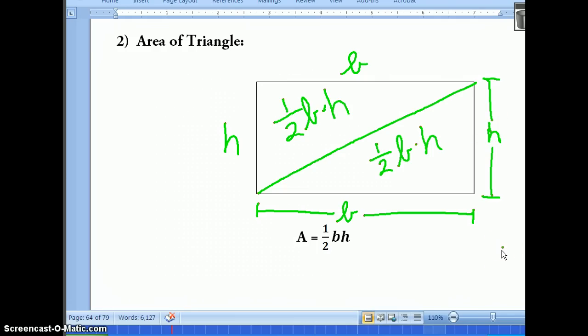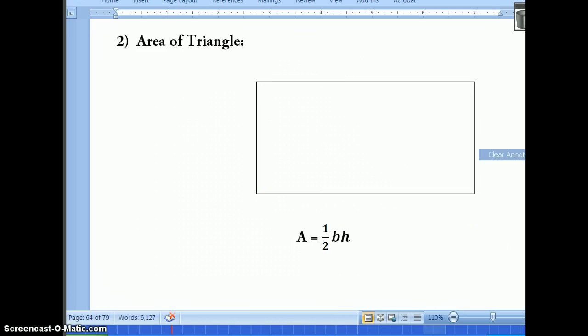Now I know there's people out there looking at this and saying, well, wait a minute, what happens when it's not a right triangle? What happens if our triangle is shaped like this? Maybe it's an obtuse triangle. Do we still use 1/2 base times height? We'll save that answer for you tomorrow.